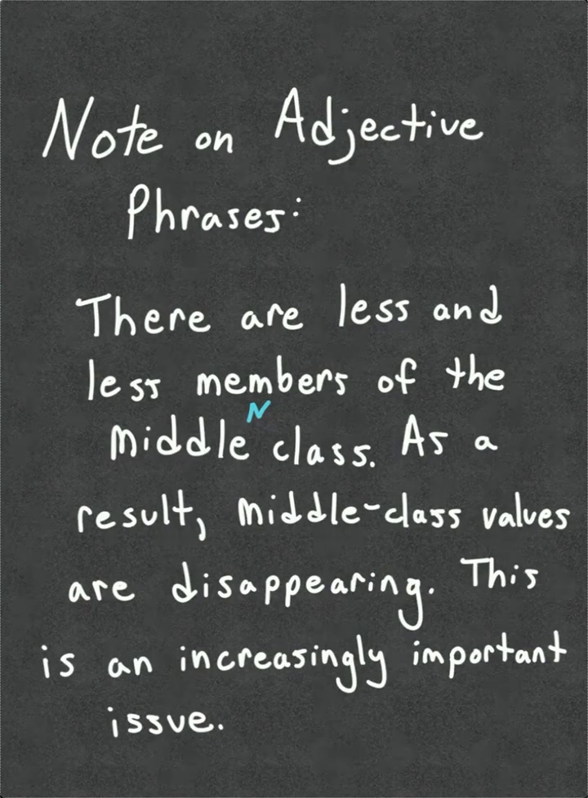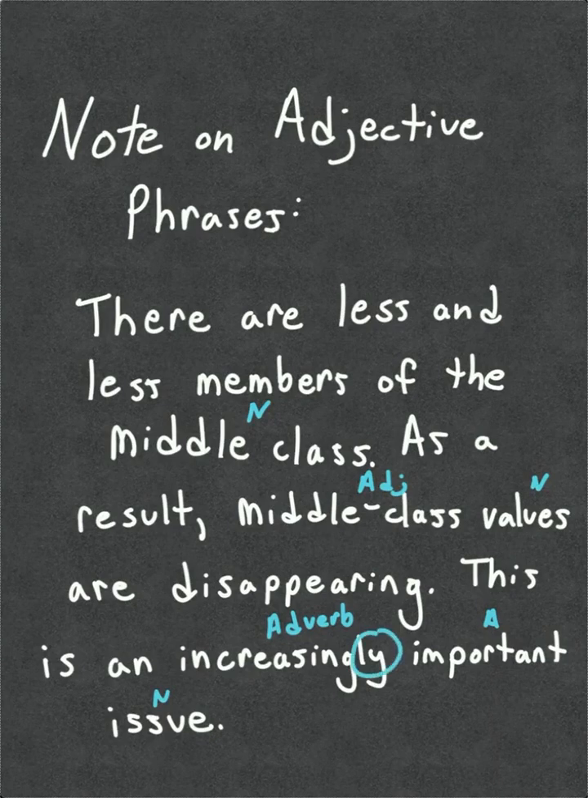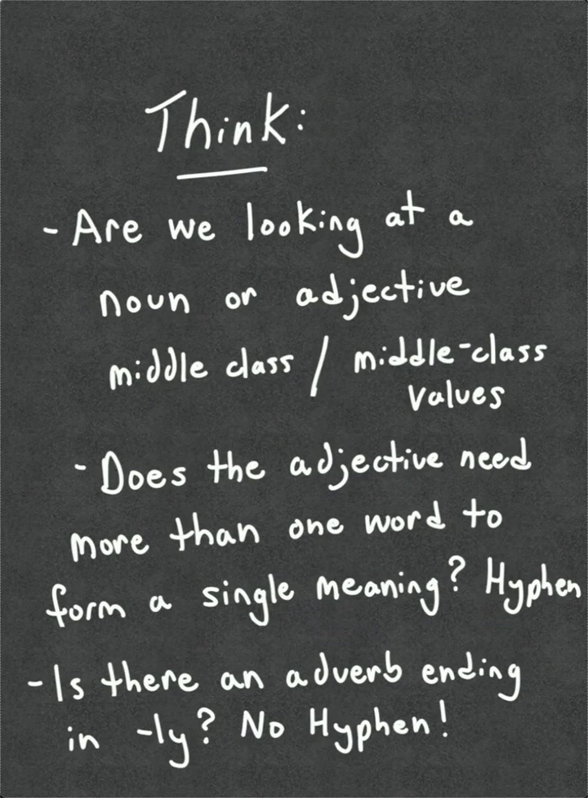As a result, middle-class values are disappearing. Values is our noun. Middle class, that's our adjective. That's why we have it hyphenated. This is an increasingly important issue. So you might be thinking, isn't increasingly important one concept group? No. Issue is a noun. Important is an adjective, but increasingly is an adverb, because it ends in ly. So no, we're not going to combine an adverb and an adjective together with a hyphen. So when you're thinking to hyphenate or not to hyphenate, think: are we looking at a noun or an adjective?